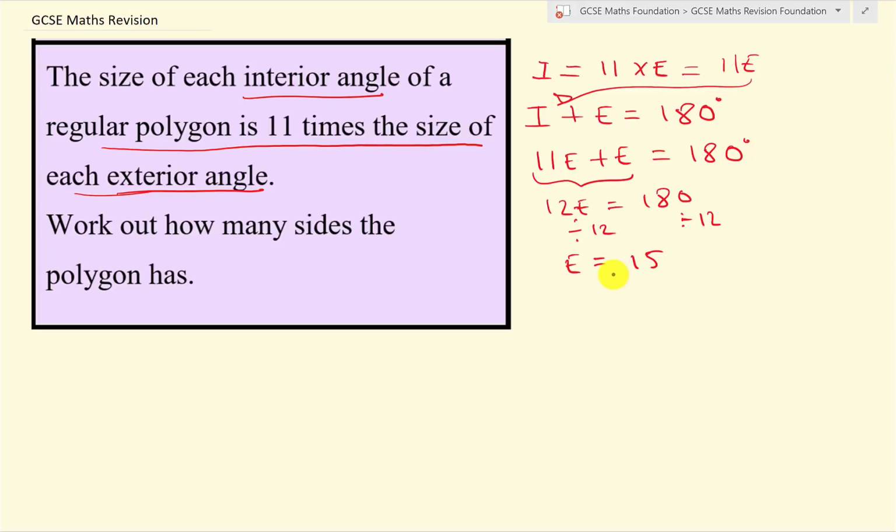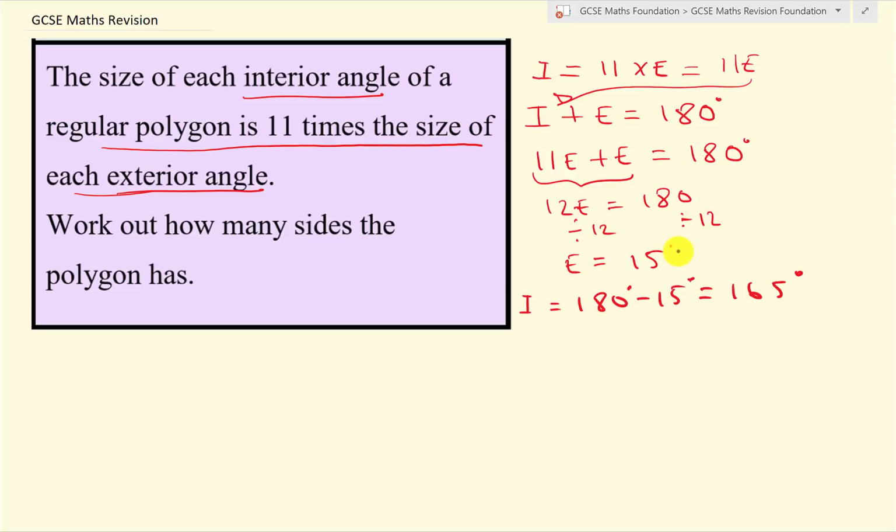Now let's work out one interior angle. The interior angle is going to be 180 take away the exterior angle, because they both add up to 180 degrees. So 180 take away 15 is 165 degrees.